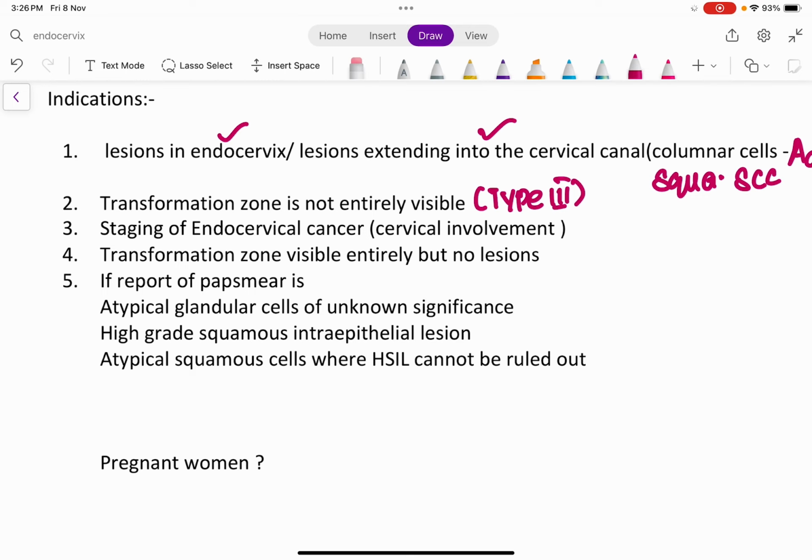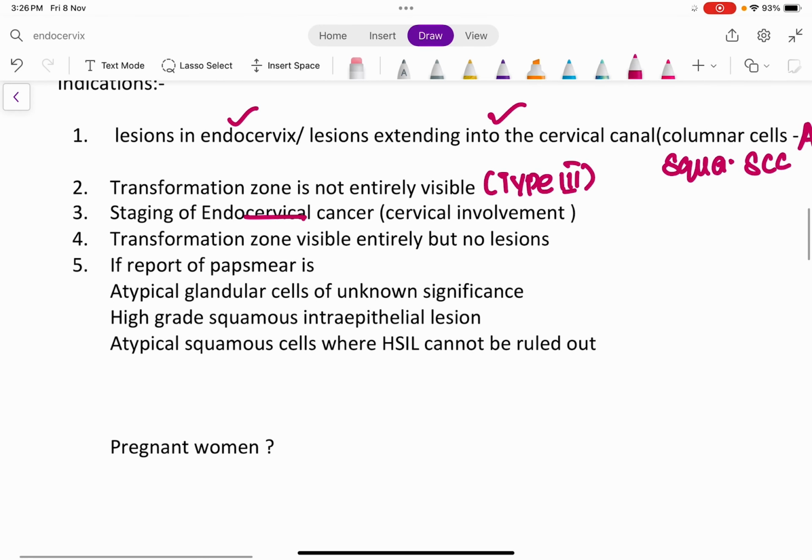Okay. And the third indication is staging of endometrial cancer. In cases of staging of endometrial cancer also, you are going to take the samples from the endocervix. This is because below the uterus we have the cervix, right?